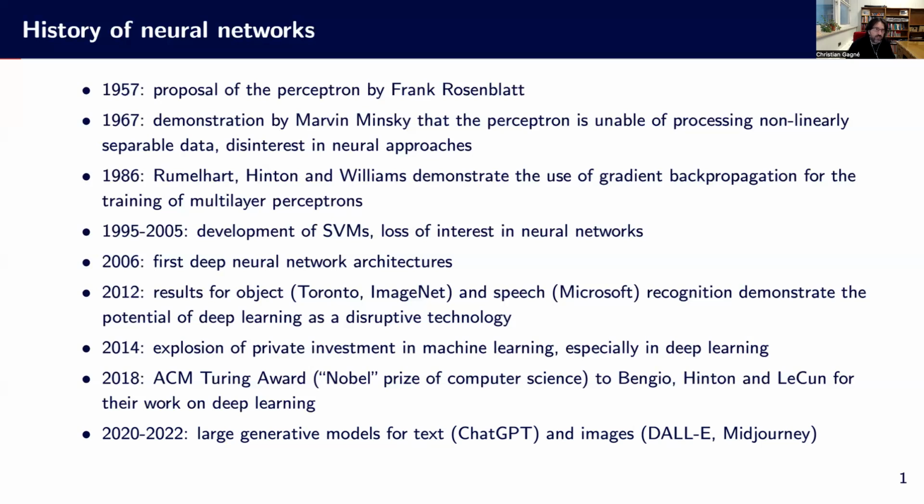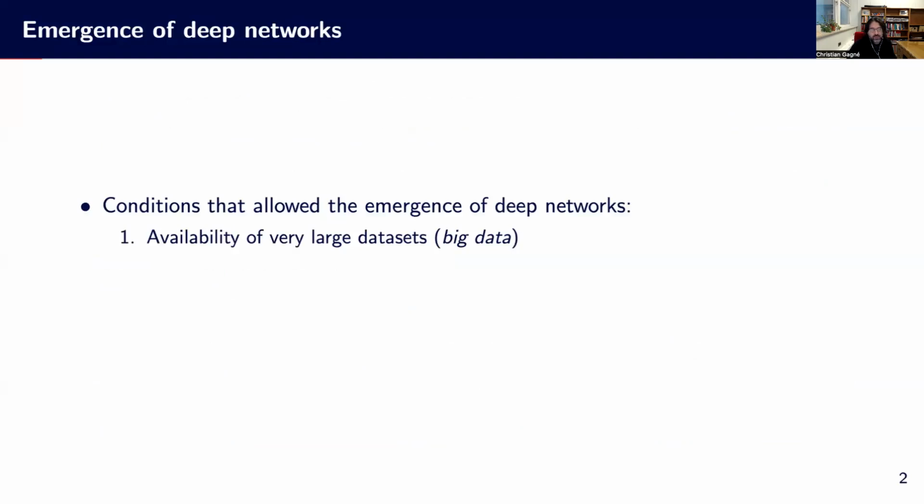So these are, I would say, the kind of timeline that we see about what we now know about neural networks. Then the question is, why now? Why did it emerge between 2005 and 2010? What are the conditions that allowed that?